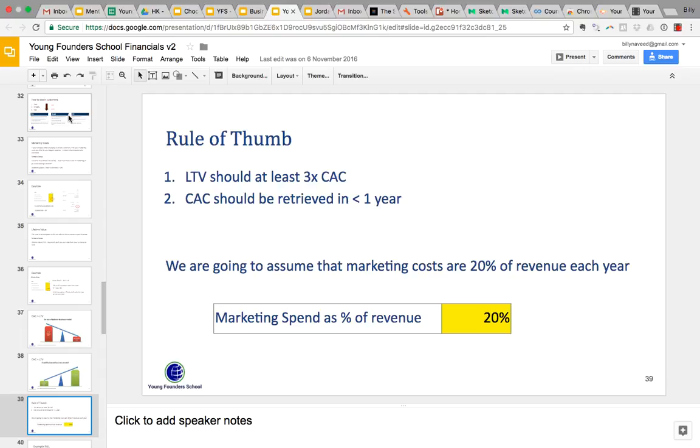The LTV, we give them as a rule of thumb that it should be about 3 times CAC. I know this varies for various companies, but we need to give a lot of rules of thumb here. And the CAC should be recovered within 1 year. So we do try and restrict the businesses' marketing spend to only be 20% of revenue. So it doesn't go out of control, but it can be less, it can be a bit more if they can justify it.